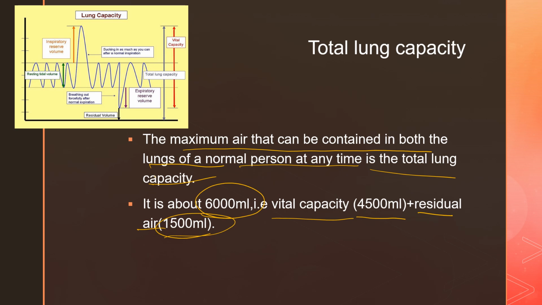So let us again revise what all we have studied in today's lesson. We have studied about the tidal volume, inspiratory reserve volume, expiratory reserve volume, vital capacity, total lung capacity, residual volume, and we have learnt about the alveolar air and the dead space, the amount of air which is present in the respiratory tract in a normal condition, even after forceful expiration. So all these we have learned today.